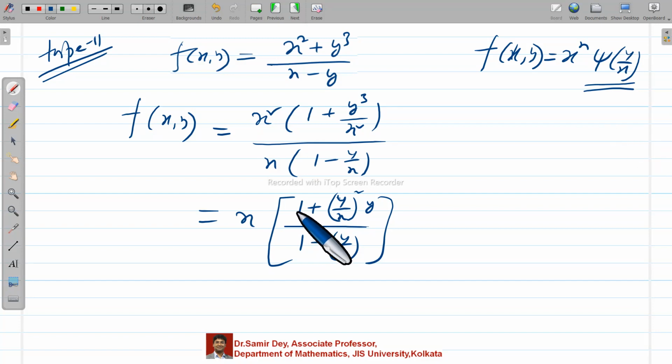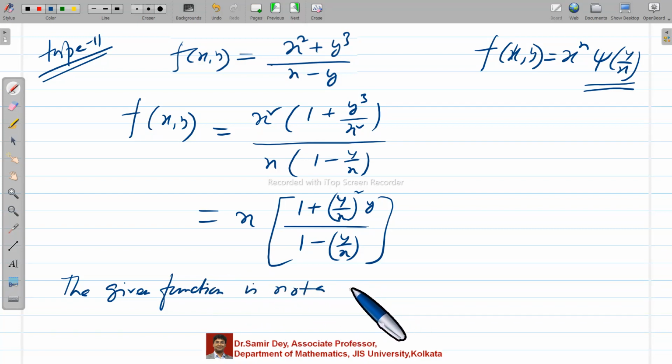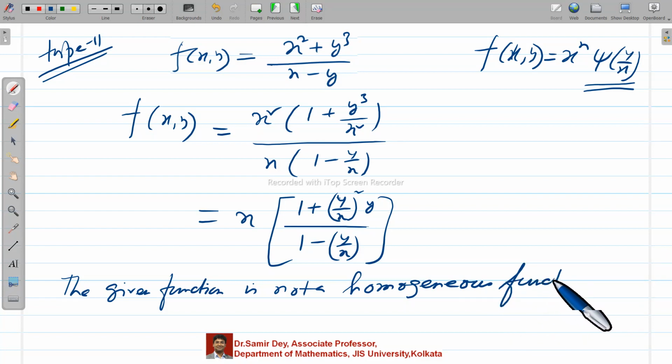So this can be expressed as y by x, that is y by x to the power 0. So this term is also of y by x type. This also, but you can see one extra term you have. So you are not in a position to express it like this. That's why the given function is not a homogeneous function. Clear? Is it clear to all of you?